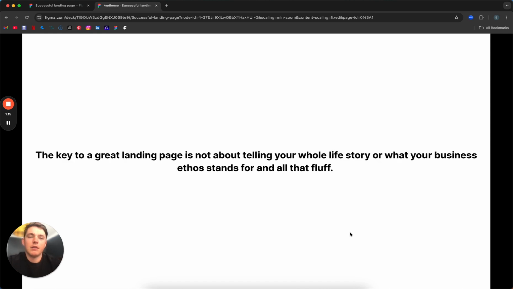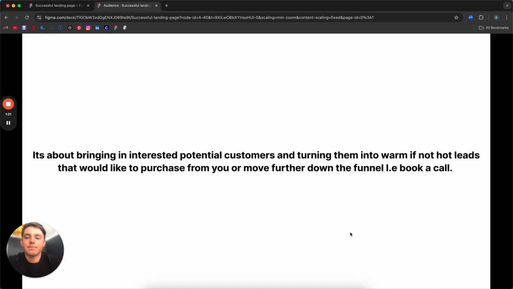The key to a great landing page is not about telling your whole life story, what your business ethos stands for, and all that fluff. It's about bringing in interested potential customers and turning them into warm, if not hot, leads that would like to purchase from you or move further down the funnel. For an example, book a call.